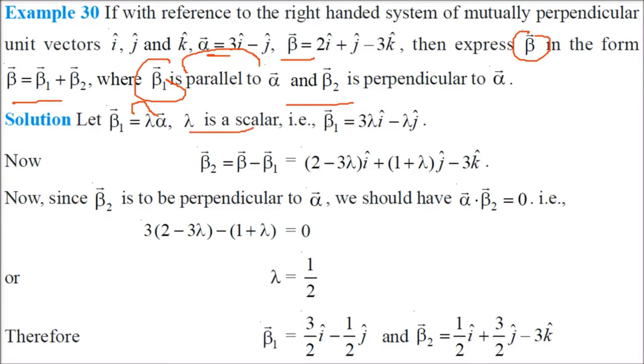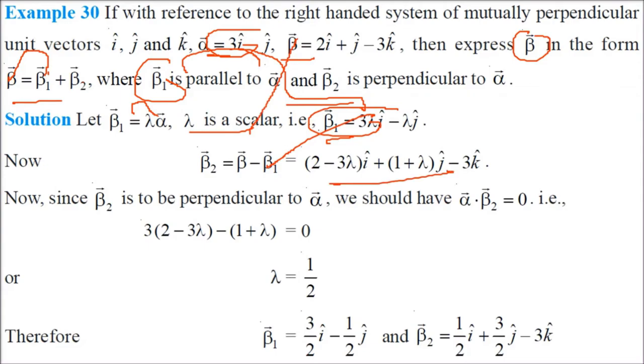So just multiply this lambda with alpha. Beta 1 will be lambda into alpha, so 3i minus j gives 3 lambda i minus lambda j. So how to get beta 2? Beta 2 is simply, you can take beta 1 to the left hand side, so beta 2 will be beta minus beta 1. Beta is already given, and beta 1 we have already assumed as 3 lambda i minus lambda j.